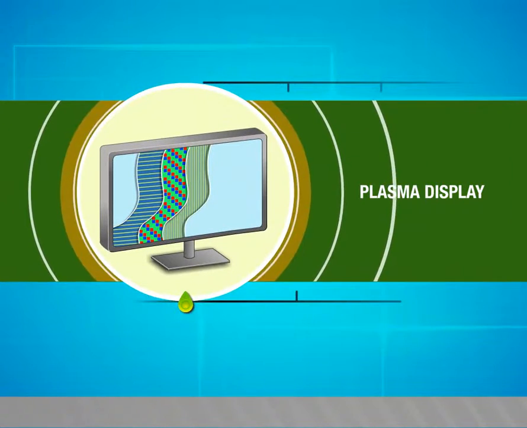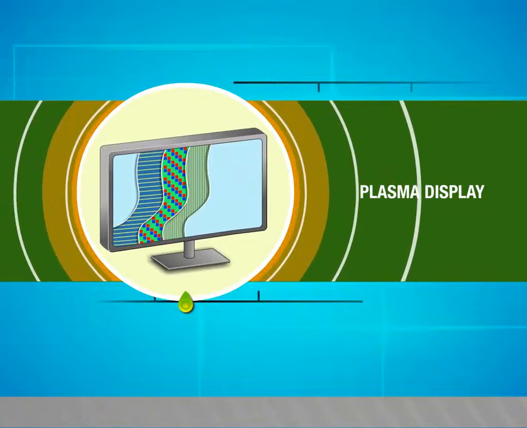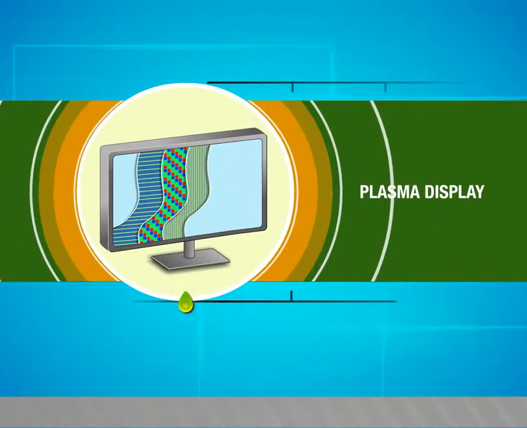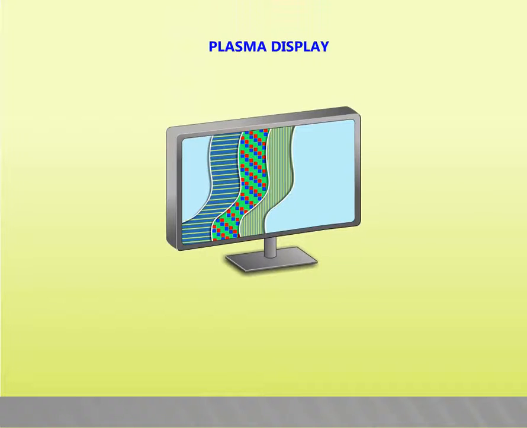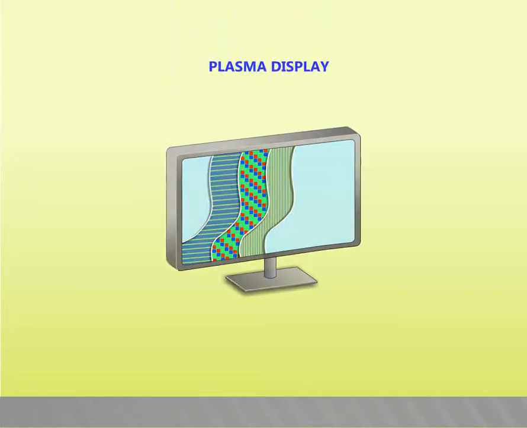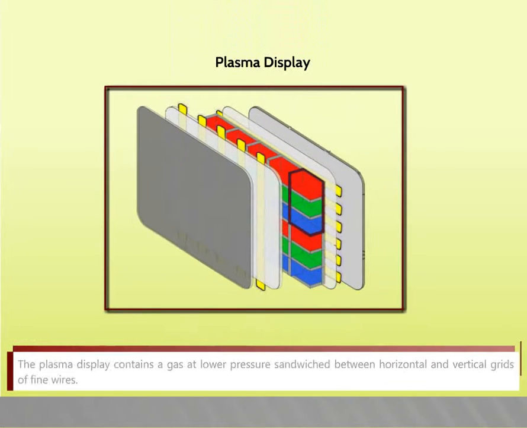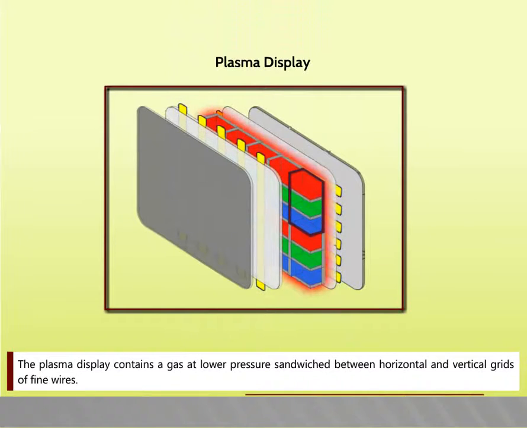Plasma display. In this video, we are going to see about plasma display. The plasma display contains a gas at lower pressure sandwiched between horizontal and vertical grids of fine wires.